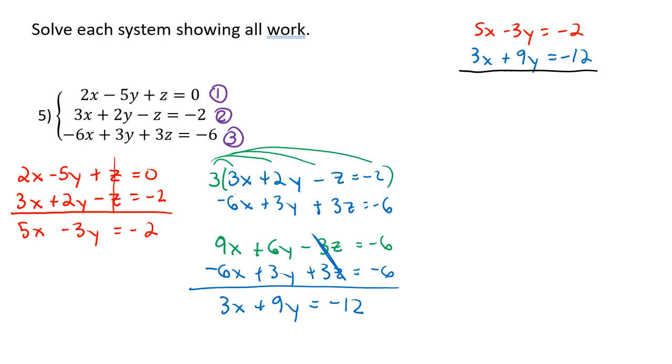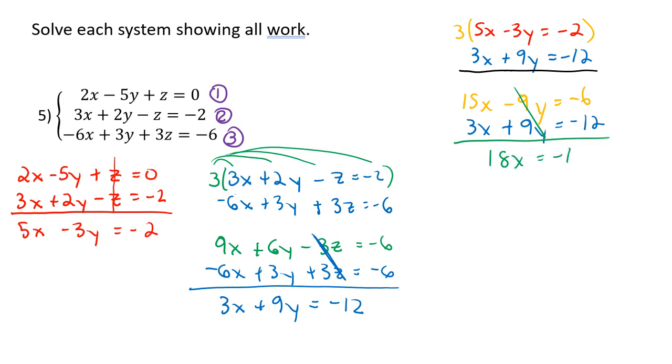So I'm going to go ahead, I'm going to multiply the top equation by 3. When I do that, I'm going to get 15x minus 9y equals negative 6. And my bottom equation stays the way it is. And now you can see that when I try to solve this, the y's are going to cancel out. So I'm going to have 18x equals negative 18. So when I divide, x is negative 1.